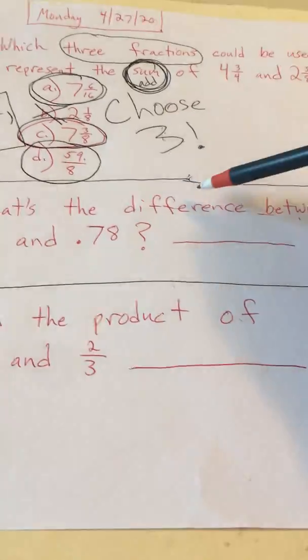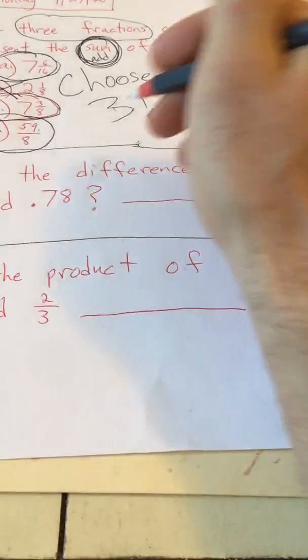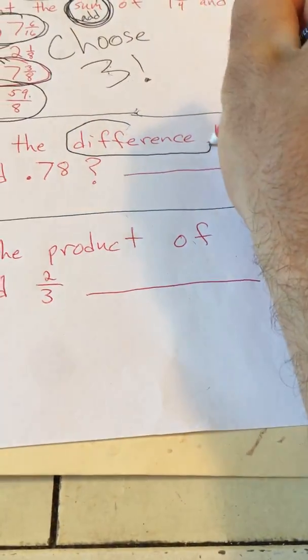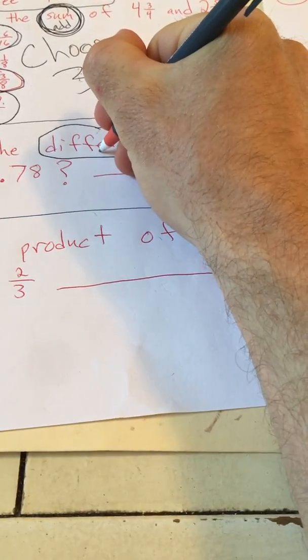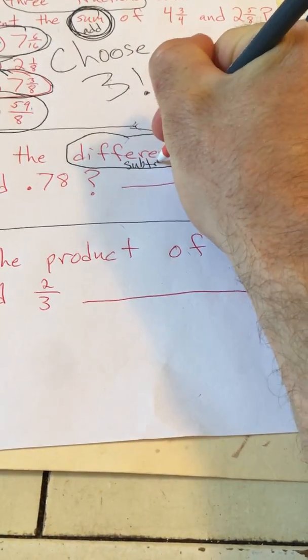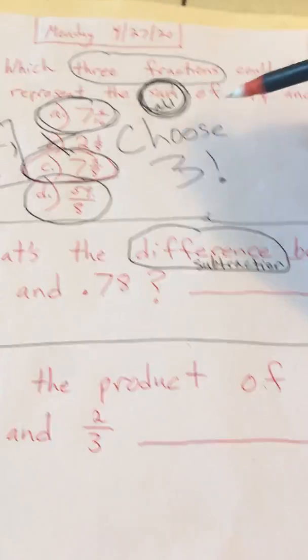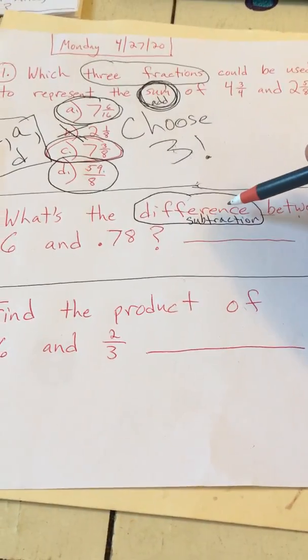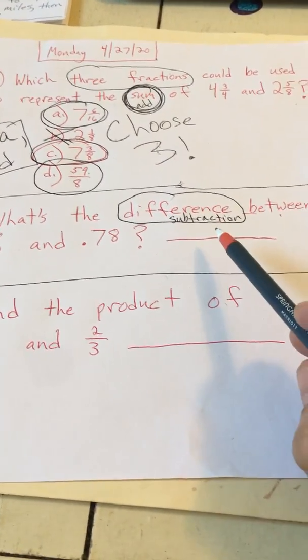So again, I'm not going to tell you anymore whether we're adding or subtracting or multiplying or dividing. We need to know what these words mean. The difference between two numbers, the difference is the answer to a subtraction problem. So sum is the answer to addition. Difference is the answer to subtraction. You're finding the difference between two numbers. So you subtract them to find the difference.